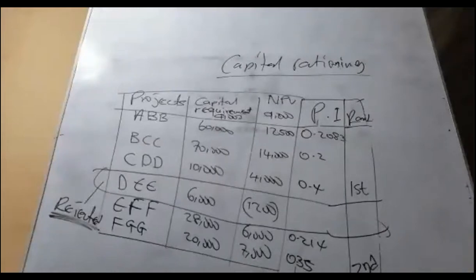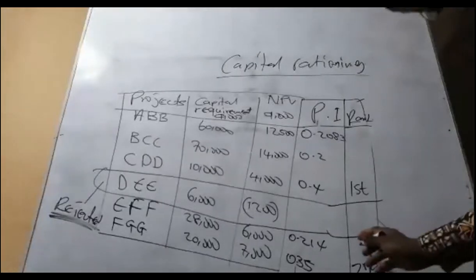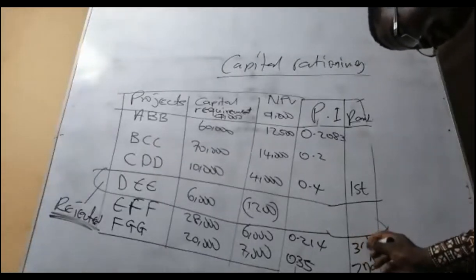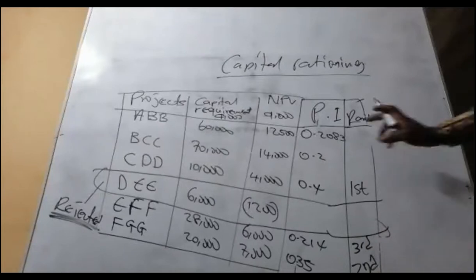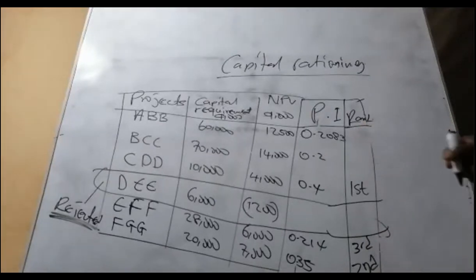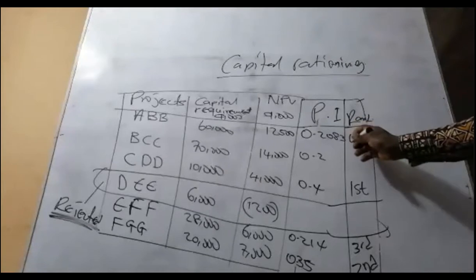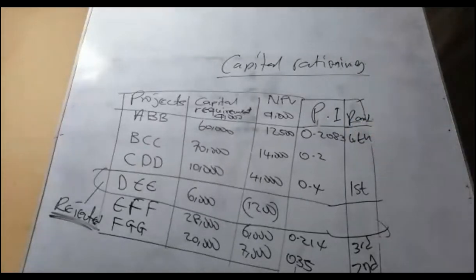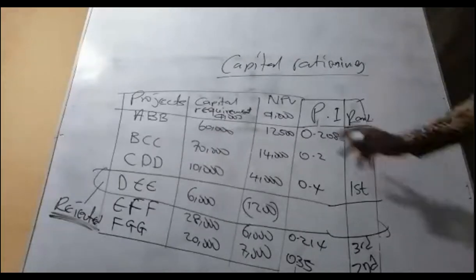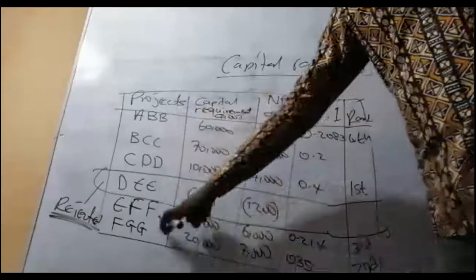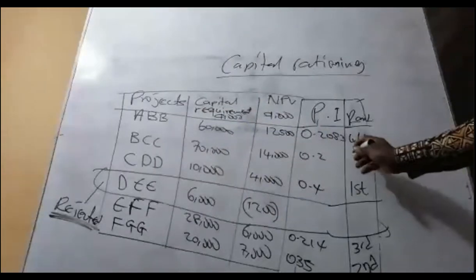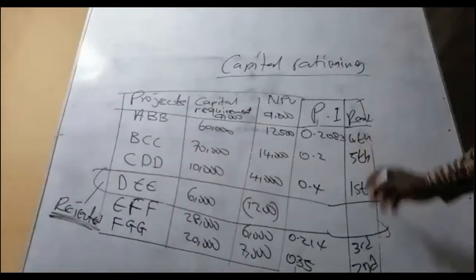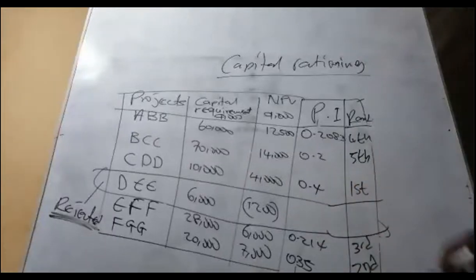Third is what? 0.214. Okay, so that's EFF, third position. Then ABB scored 4, fourth position. Then this one scored last. So 1, 2, 3, 4, 5, 6. This one scored fifth position. This one is out of the game because it's negative. The examiner should tell them that they should reject that project.